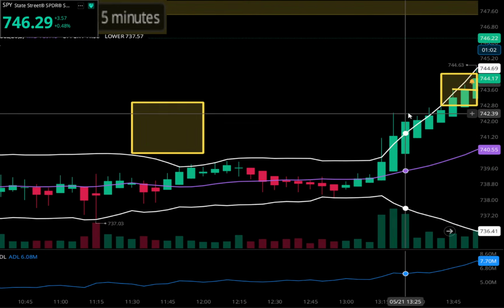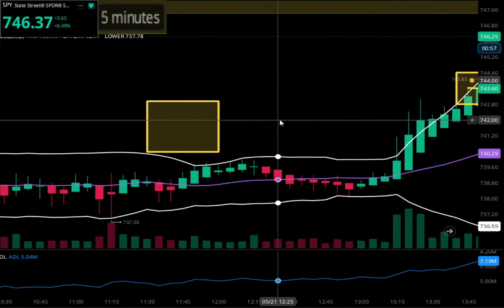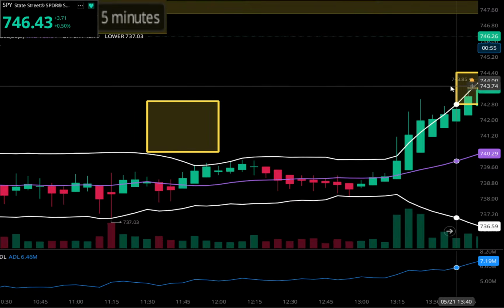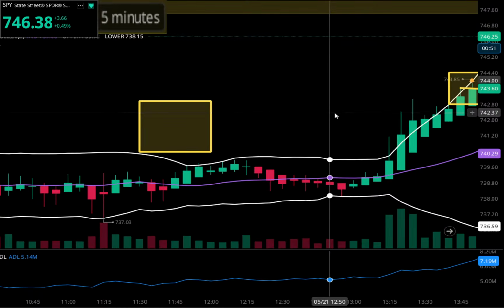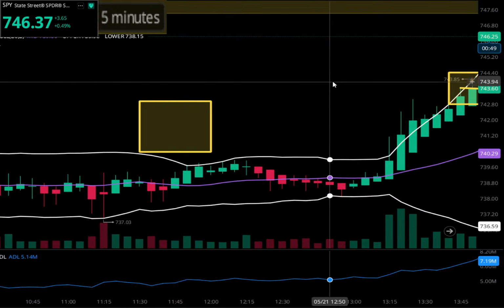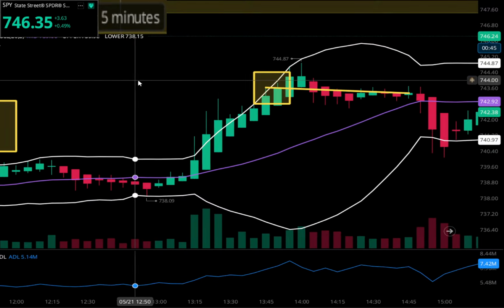Oh, it's still above the upper Bollinger, but starting to taper? Okay, I can wait. Oh, wait a second. Now it's at 743.85, almost 744. Another put entry, I guess. And that's how that day went.